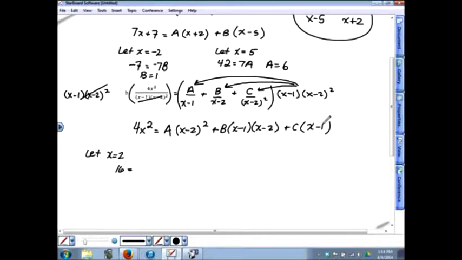0 times the rest of these values will still be 0, so the b disappears. And over here, 2 minus 1 is 1. 1 times c is c. So right off the bat, we get that c is equal to 16. Now another convenient value we can choose is let x equal 1.